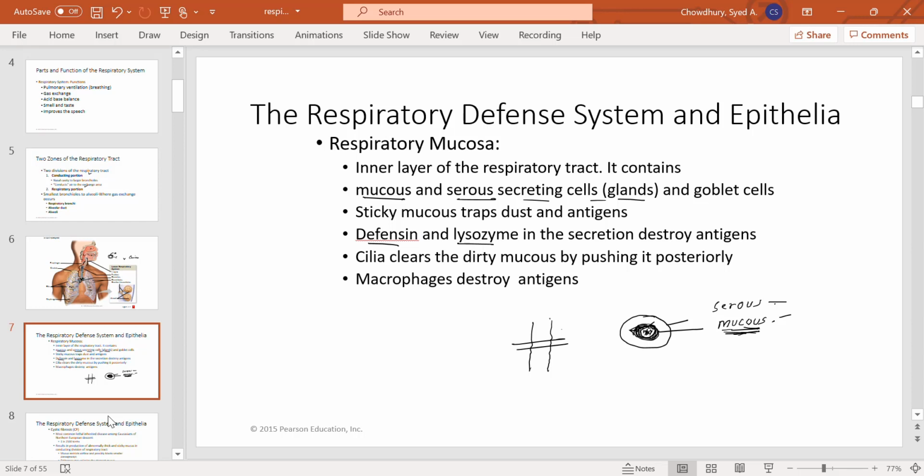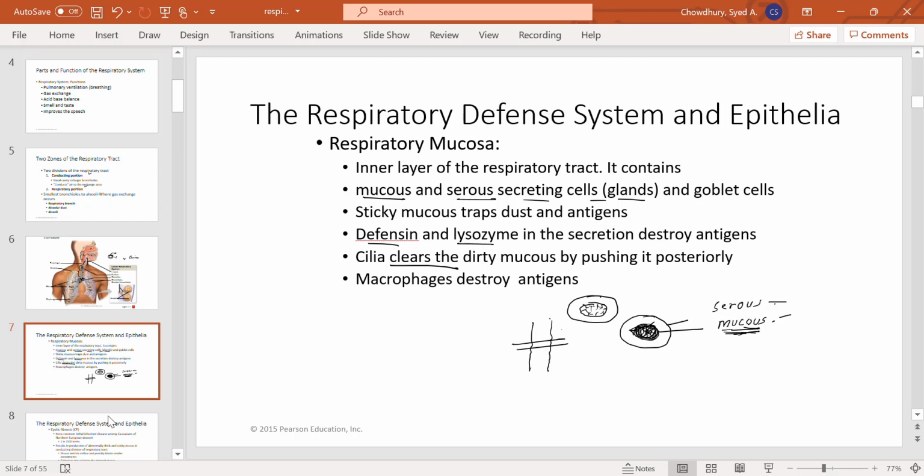Also, if you see the inner lining, there are soft hair-like structures. Let me draw here again. So, you have soft hair-like structures. These are called cilia, and cilia move together to push the dirty mucus posteriorly. By the movement of the cilia, the mucus, that secretion that traps the microorganisms and other antigens or dust, would be cleared. We need to clear that dirty mucus all the time, right? So the cilia work like a broom.